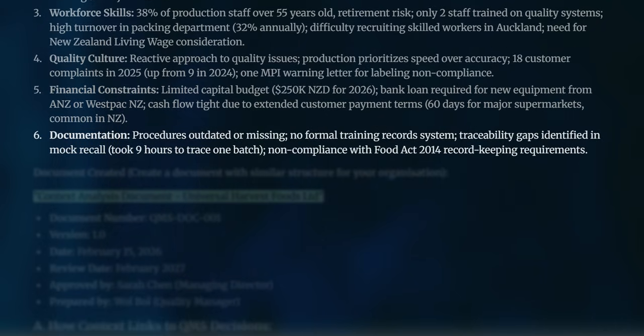The sixth internal issue identified is documentation. Our exemplar company here stated procedures outdated or missing, and no formal training records, record systems, and traceability gaps identified in a mock recall. It took 8 hours to trace one batch, and per the requirement, it must be under 4 hours. Another issue, non-compliance with Food Act 2024 record keeping requirements. So those are the issues identified related to documentation. You can do the same, just tailor it to your company.